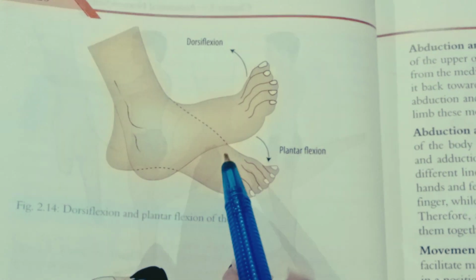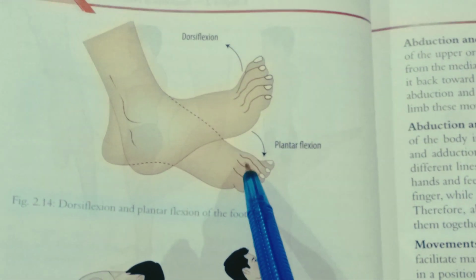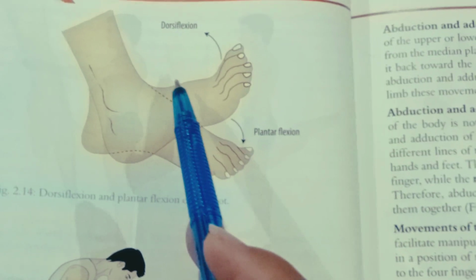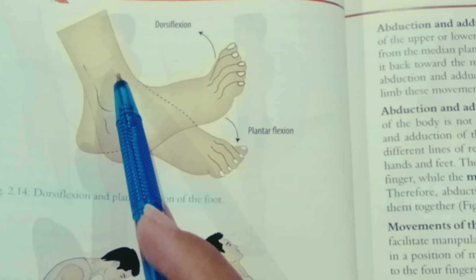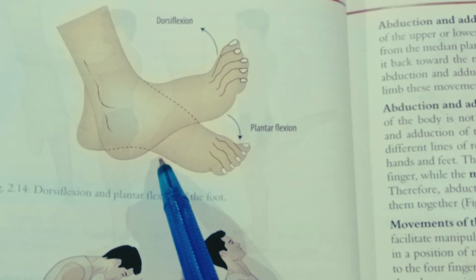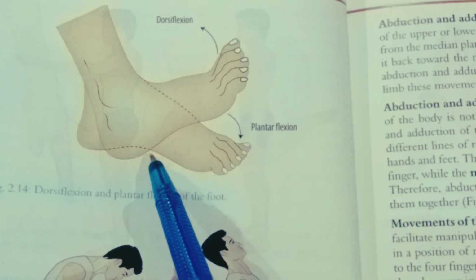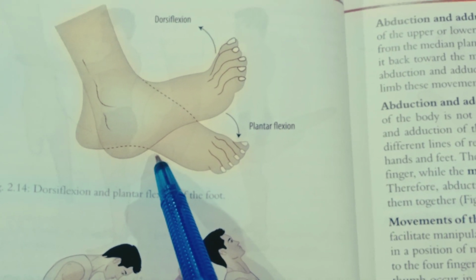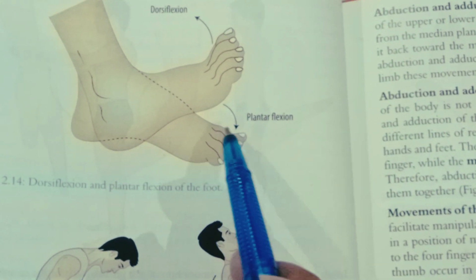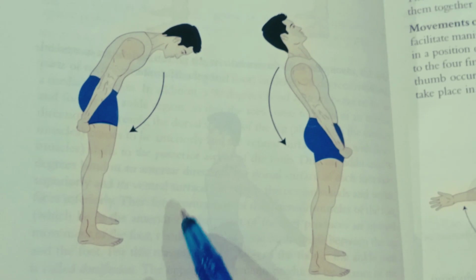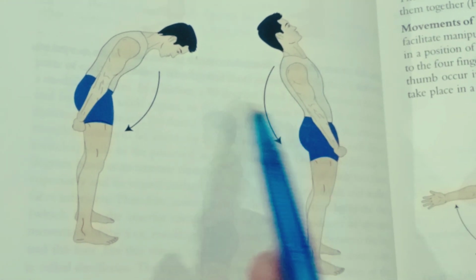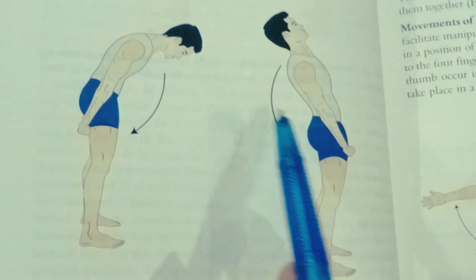This picture shows you dorsiflexion and plantar flexion. When you move your foot toward the dorsum or toward the front side of the leg, you can represent it as dorsiflexion. And plantar flexion, as we know that the sole of the foot is also called the plantar surface, so movement of the foot toward that surface is plantar flexion. Flexion of the trunk and extension of the trunk is also possible. As you can see from this picture, this is flexion and this is the extension.